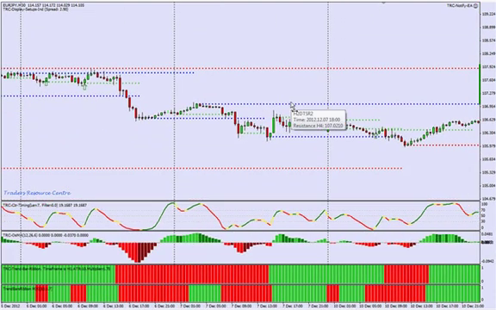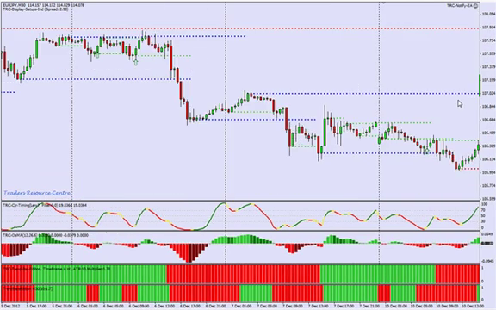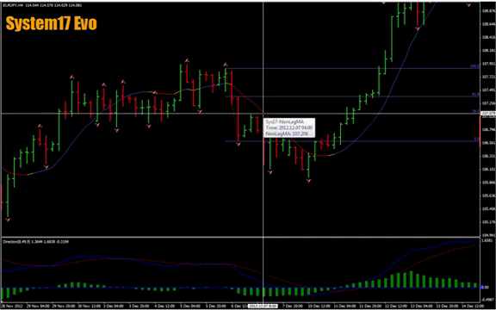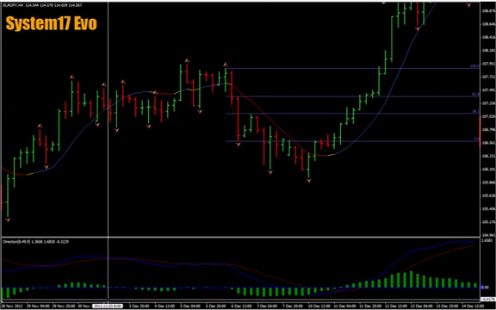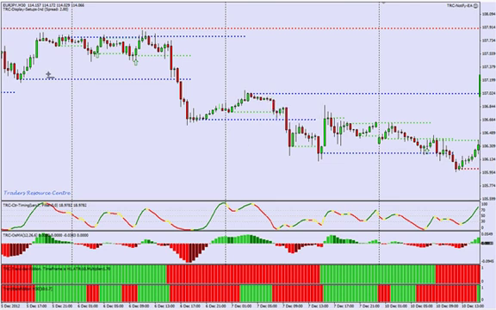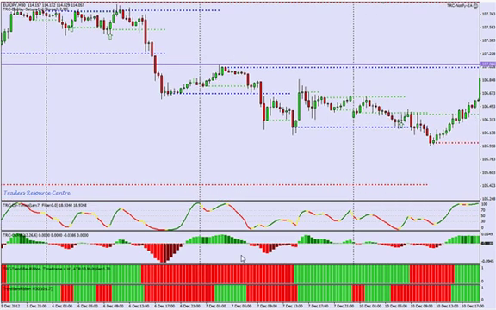Now this is where System 17 then comes into use. I just need the level of the 4-hourly chart. That was 107.07. So if we put a line here at 107.07, which is there, you can see that we did just touch it here. It was just a touch, literally, but at that point we can start to look for a trade.